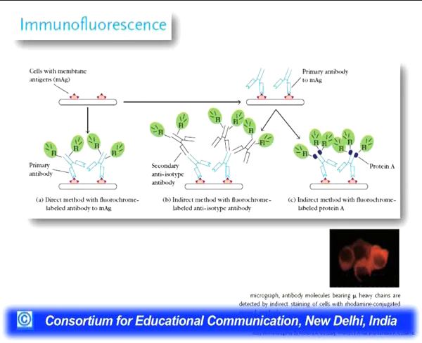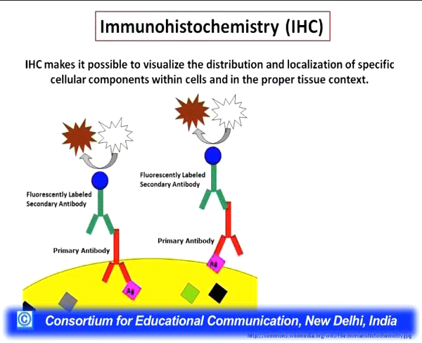In the indirect method, first the cells are incubated with a primary antibody and subsequently the secondary antibody is loaded which contains a fluorophore. So this fluorophore also emits light. This gives us the indirect method.